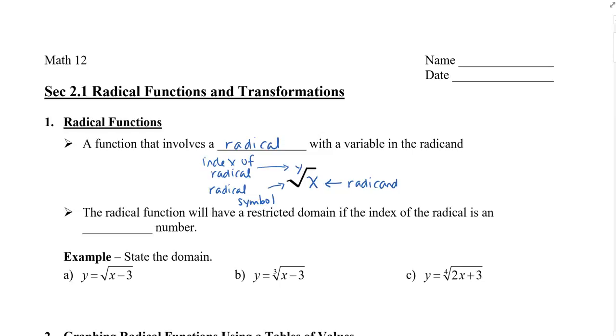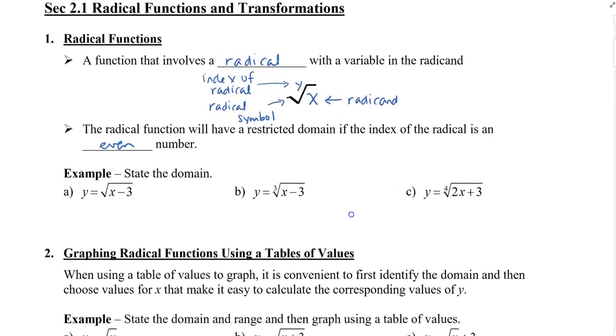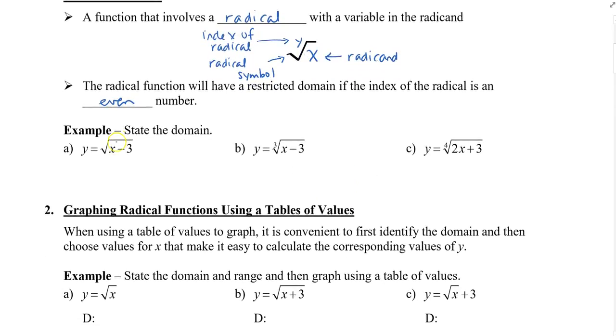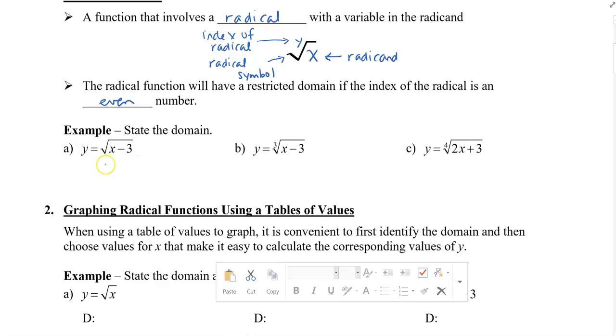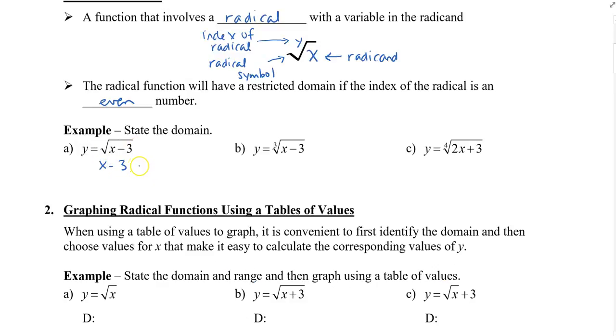So the radical function will have a restricted domain if the index of the radical is an even number, because we know that we can't square root, for example, any number that's inside which is negative. So let's take a look at the domains of these three functions here. In this first one, we are taking the square root of an expression. So we know that when we take the square root, the expression inside, the x minus 3, has to be a positive value. So this has to be greater or equal to 0. So we can then solve for x and say that x is greater or equal to 3.